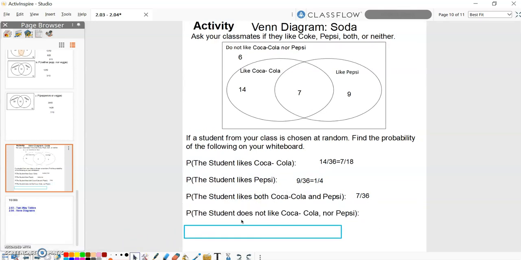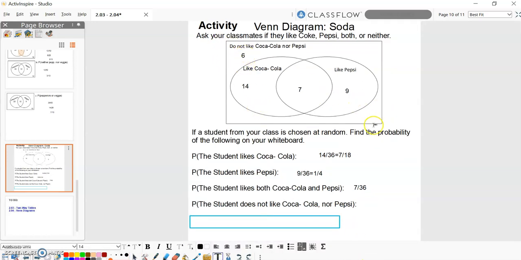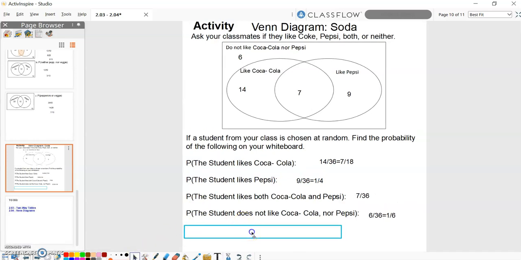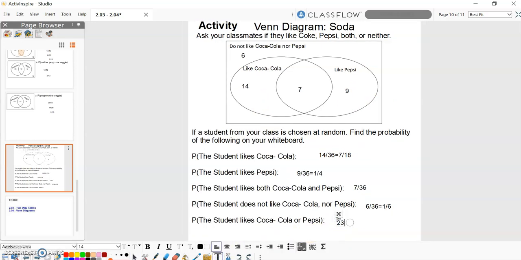Two more. Student does not like Coca-Cola or Pepsi. We have a 6 for that one. Usually this number's down here in the bottom right on most of these Venn diagrams, but I put it up top because that's where the words were. So 6 over 36. Both can be divided by 6, so we get 1 over 6. And finally, what is this one? Student likes Coca-Cola or Pepsi. So that's going to be 14 plus 9, so 23 total over 36. And as I said before, 23 is a prime number and 23 does not divide into 36. So those are our answers.